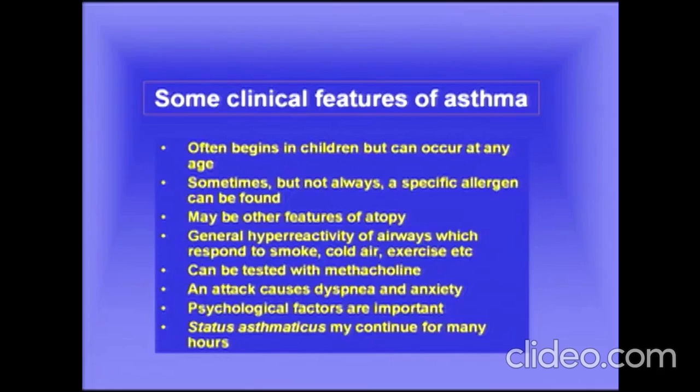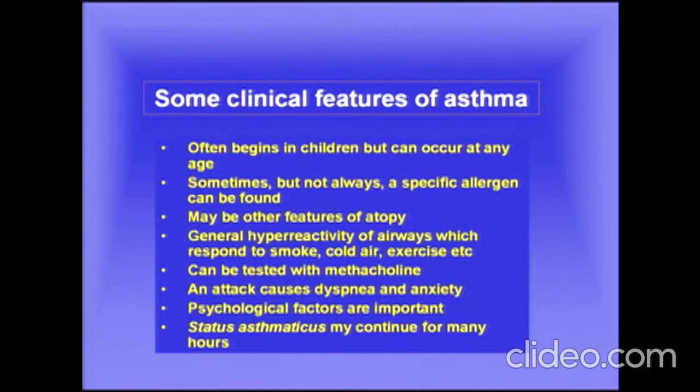Let's look at some of the clinical features of asthma. Now, it often begins in children, but it can occur at any age. Sometimes, but not always, there's a specific allergen that can be found. For example, ragweed, or an animal such as a cat, or pollens, particularly serious in the spring, for example. And there may be other features of atopy, for example, allergic rhinitis, eczema, something like that.